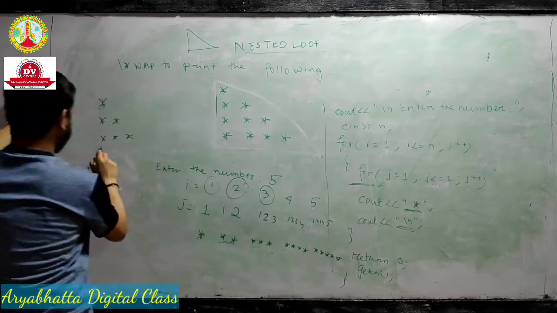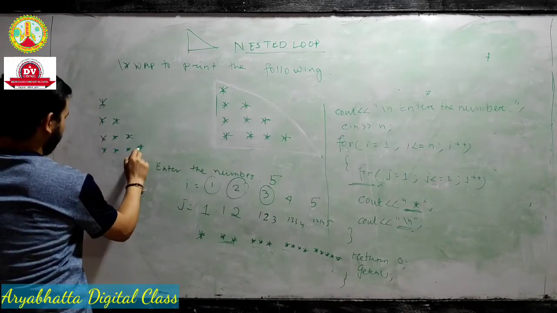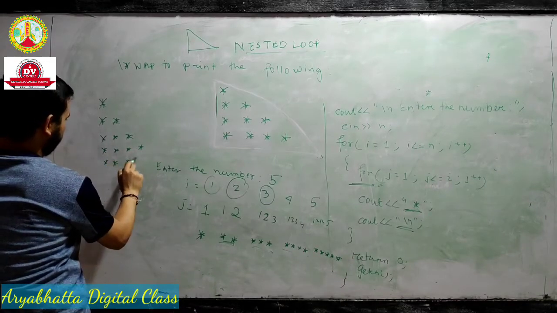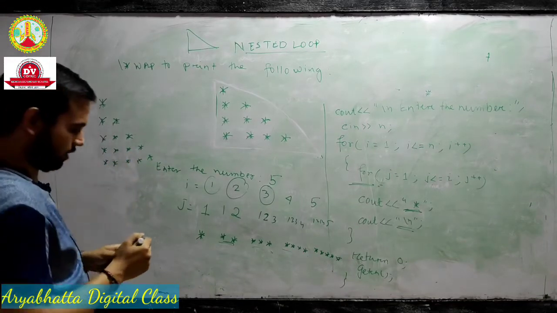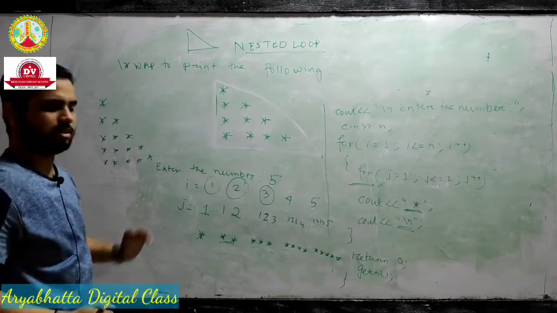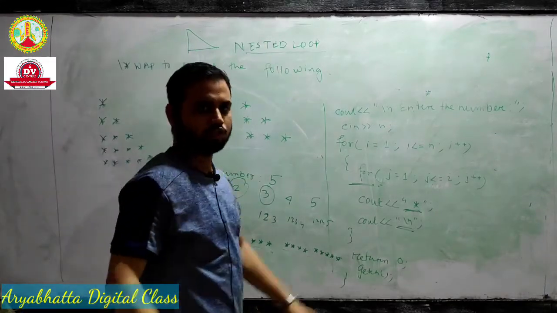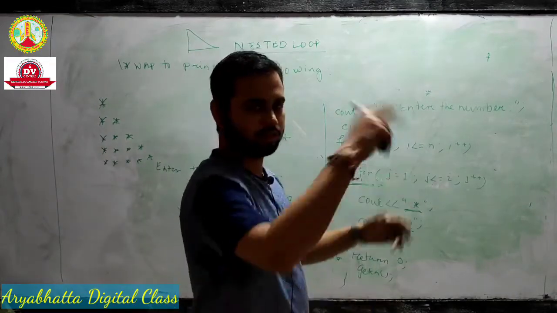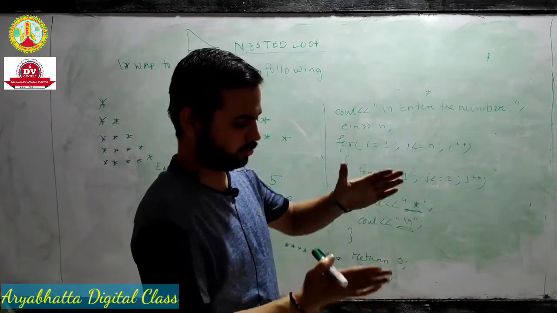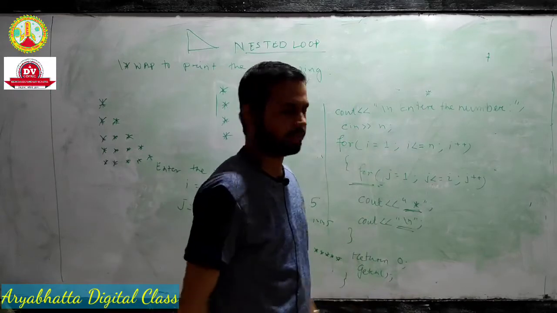This is again coming, and last is coming like that. Okay. This is the very simple concept. This concept is for nested loop, meaning one loop under another loop. One loop and another loop will be interconnected to each other.